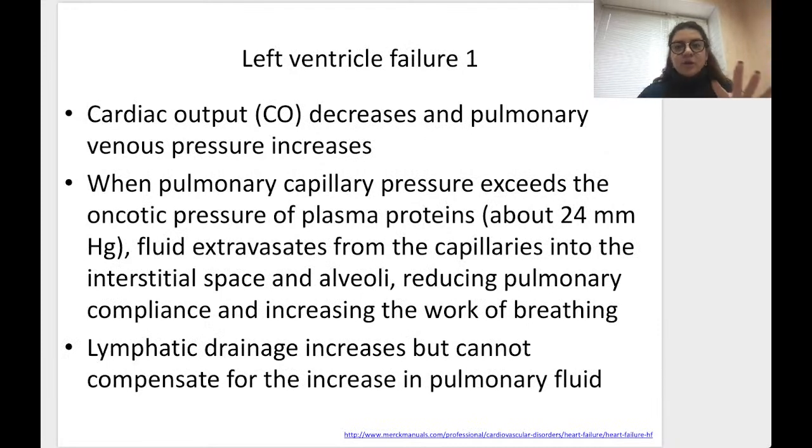Okay, left and right are different too. Cardiac output decreases and pulmonary venous pressure increases. When pulmonary capillary pressure exceeds the oncotic pressure of plasma proteins, which is about 24 mm Hg, fluid extravasates from the capillaries into the interstitial space and alveoli, reducing pulmonary compliance and increasing the work of breathing. Lymphatic drainage increases but can't compensate for the increase in pulmonary fluid.